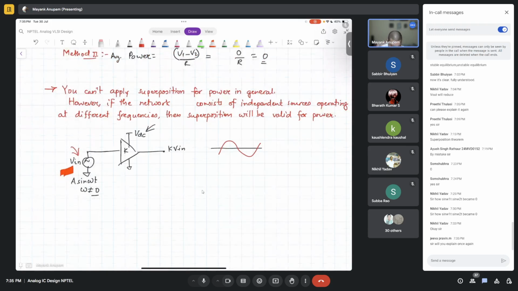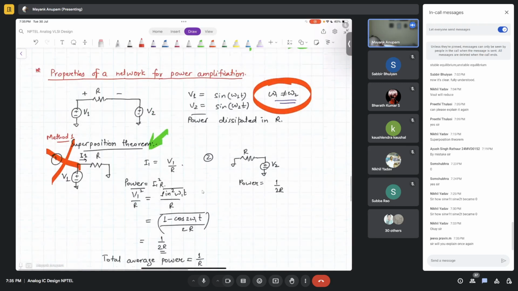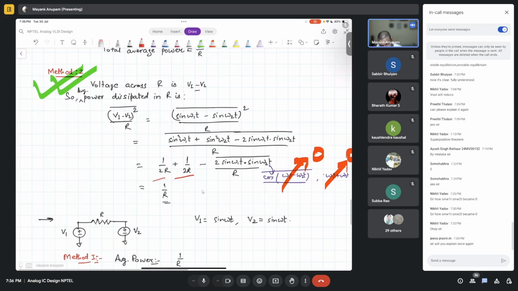Yeah, Jiva, you want me to explain it once again. So what I was saying is, we already saw that if the network is linear, as we had here, then the individual powers simply add up when the independent sources are operating at different frequencies. Correct? That is what we saw here. The individual powers simply added up, but there was no cross multiplication. They simply added up to give the overall power dissipated, isn't it? Getting my point?